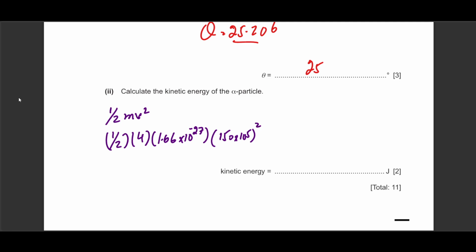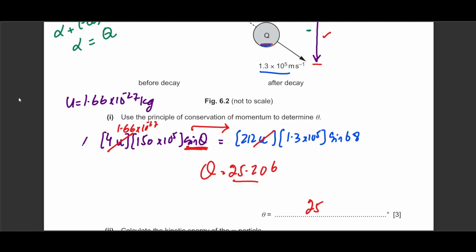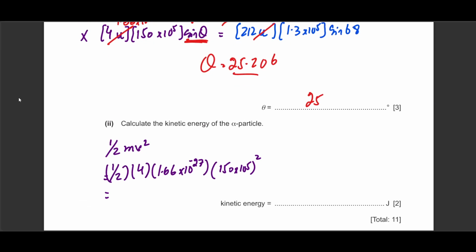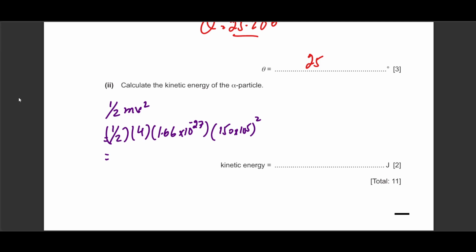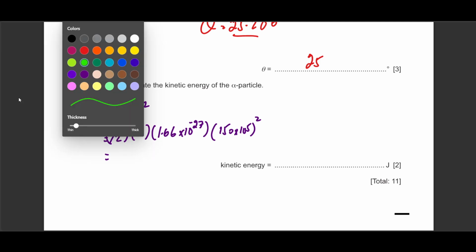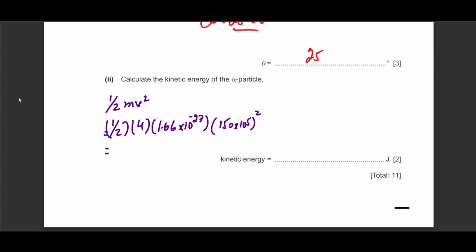Now, amazingly or fortunately, if you weren't able to solve this part, don't lose hope. The next part is not dependent on the previous part. So please read the whole paper carefully to maximize your chances of getting as much credit as you can.